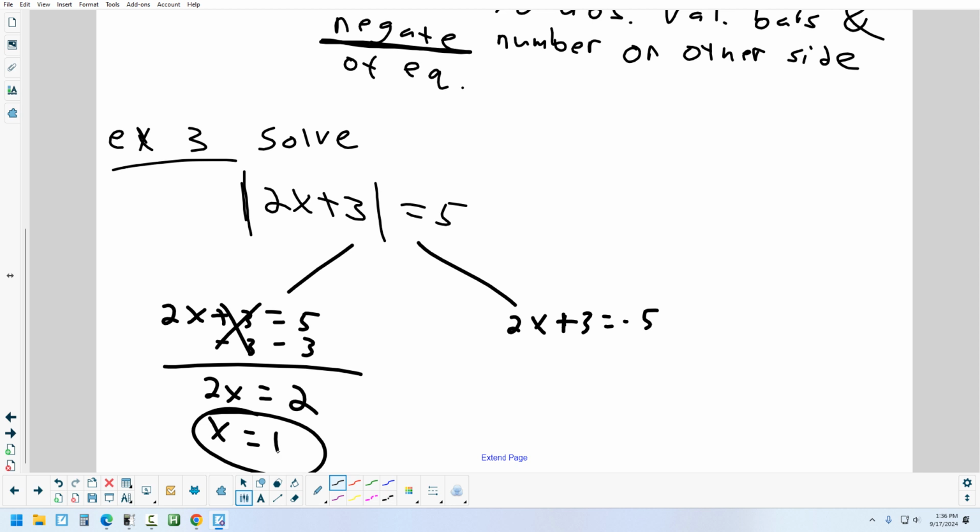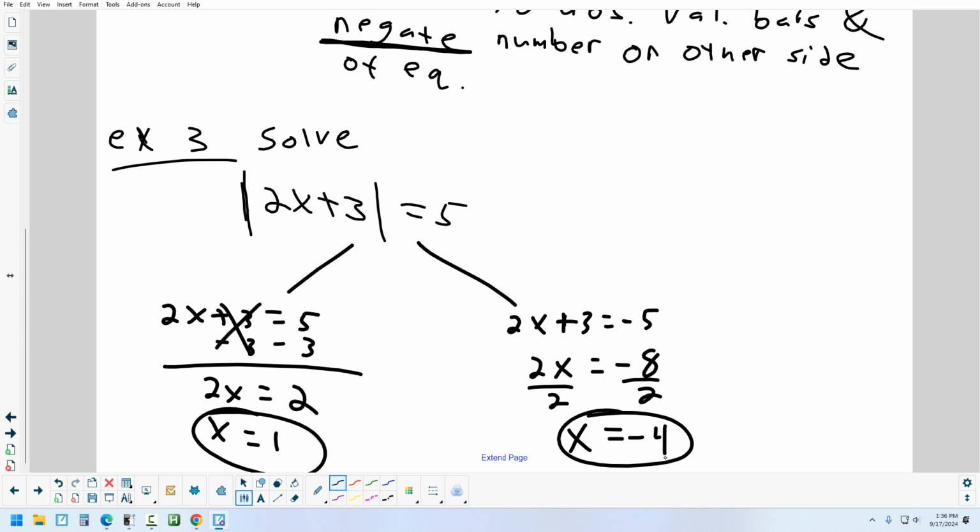Now we have the other one, and it's the same steps that you just used. Subtract 3 and divide by 2. Negative 5 minus 3 is going to be negative 8. Divide by 2. And what's negative 8 divided by 2? Negative 4. Yep, negative 4.